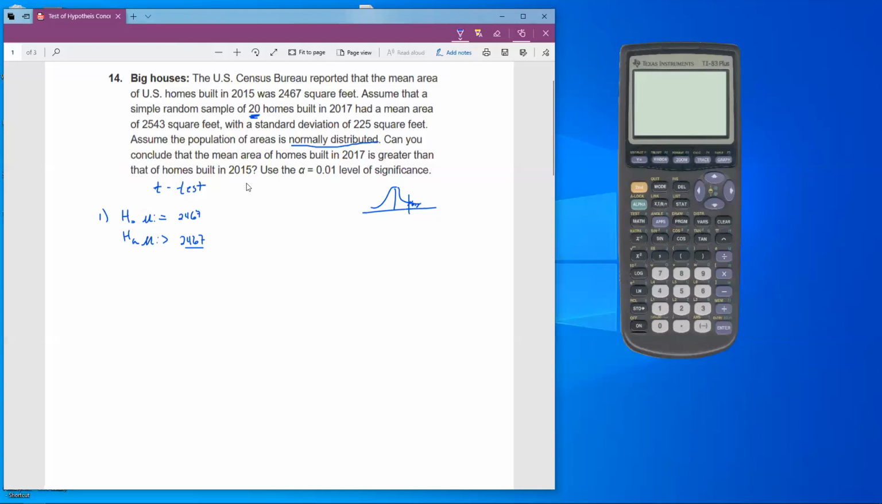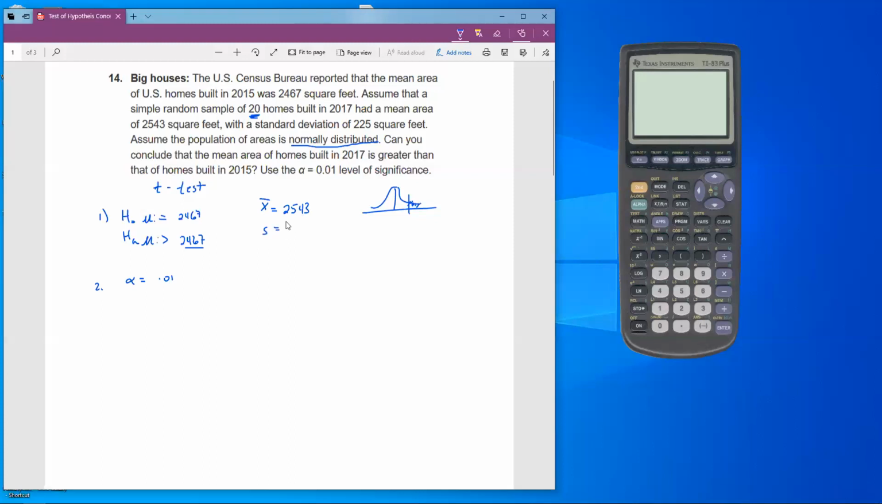The X bar, we could go off to the side here. Let me go ahead and do my step 2 here. Alpha is equal to 0.01. And just off to the side, we're going to write down the other stuff that they gave us. The X bar, what was the sample mean? The sample mean had a mean area of 2543. So this is 2543.